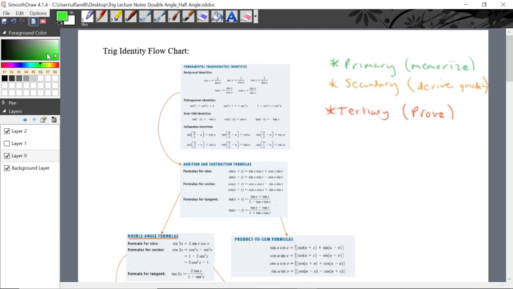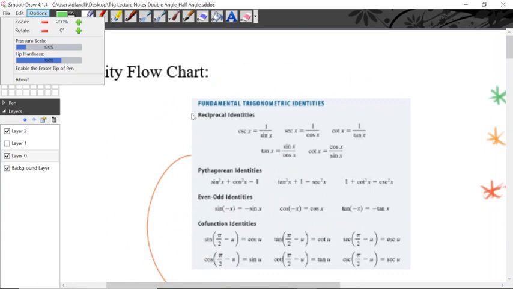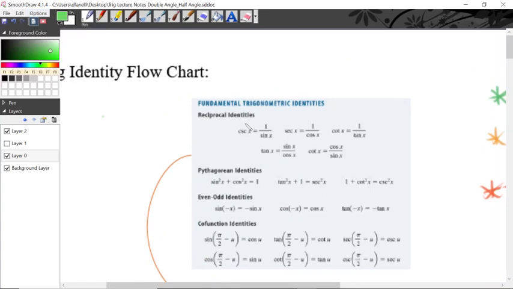So what would include the primary identities for this course? I would include the set of reciprocal identities in that. You should absolutely know these identities right here. These are the ratio identities down here, which in some texts can also be called reciprocal identities as well. The Pythagorean identities. Well, we want to know all of the Pythagorean identities, but primarily memorize this one here: sine squared x plus cosine squared x is equal to 1.